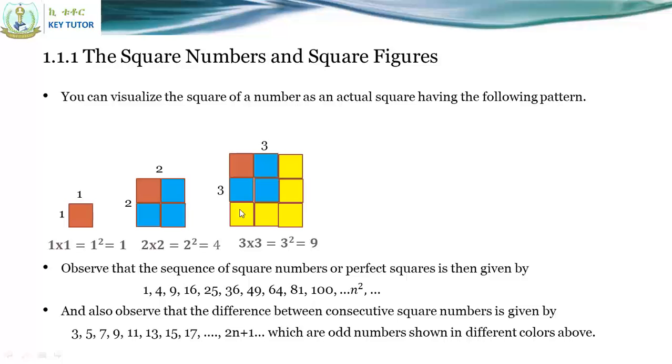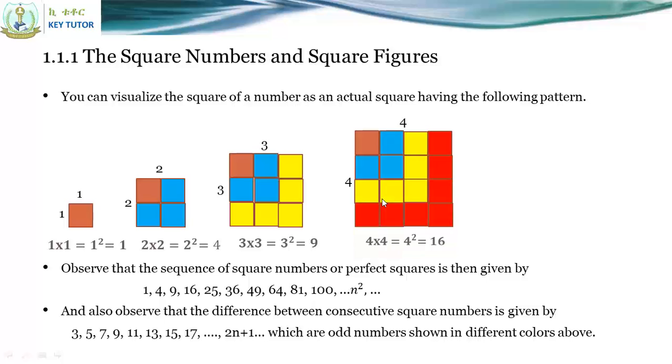So 3, 5, when you look at the pattern, it looks like the next number of square units we are going to add is 7. So let's guess that. Yes. When you add 7 square units onto 9 square units, it gives you the next square, which is a 16 square unit square figure.